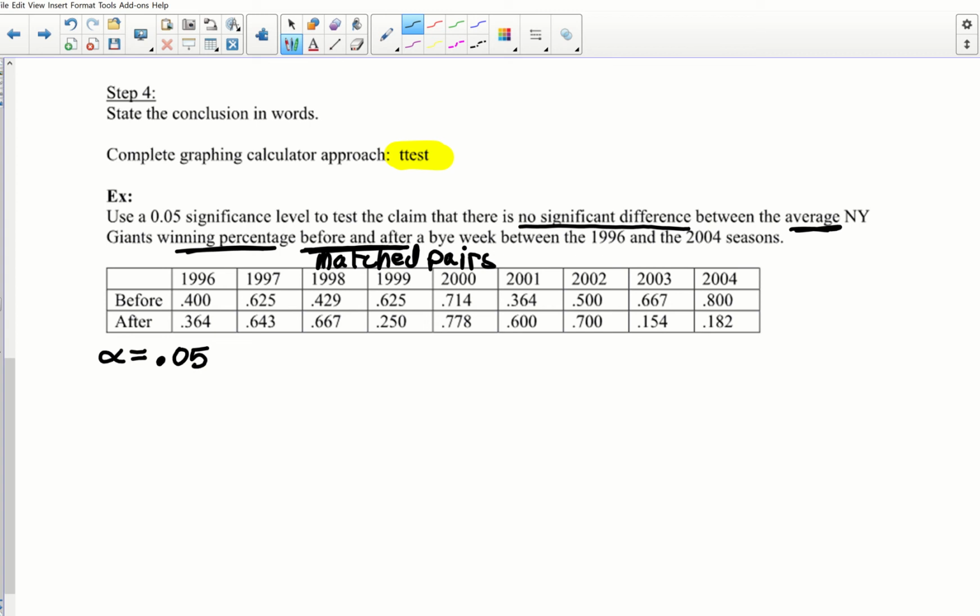So what I'm looking for is no significant difference between the two data sets. Now, no significant difference means that the means are equal. All right. If there's no difference between two numbers, that means those two numbers are the same. All right. So that's actually giving me my null hypothesis.